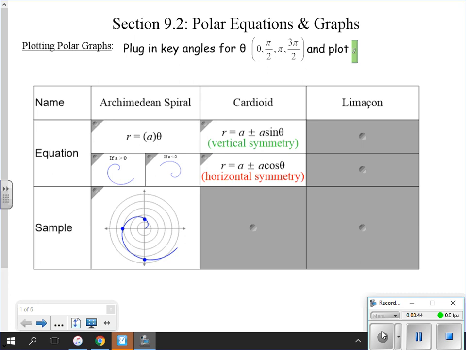Notice, and this is extremely important, notice the constant in front and the coefficient of your trig function are the same number, plus or minus. That is important. That's what makes it a cardioid. And an example of what one of those looks like. These are going to be gnarly looking graphs. These are pretty special graphs.